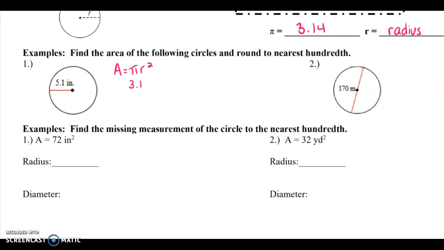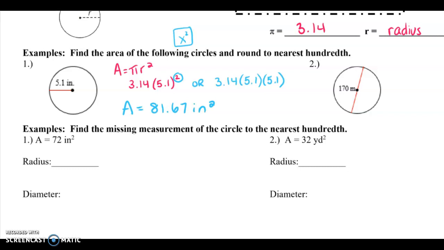So 3.14 times 5.1 squared. So you can put that in your calculator as long as you know where the squared button is, or what you could put in your calculator is 3.14 times 5.1 times 5.1. The squared button is the x squared button in your calculator. That will square it for you. So that's going to give me an area rounded to the nearest hundredth of 81.67 inches squared.